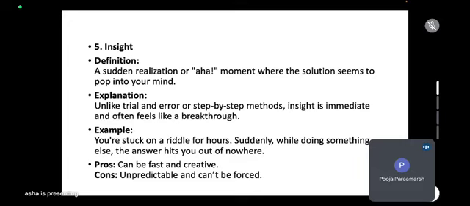Algorithm is step by step. These are the shortcuts for you to remember, so that when you're writing about it in the exam, you can always expand, you can always talk about it in detail. Okay, so then comes heuristics: it is shortcut based, and its speed is fast, accuracy medium.